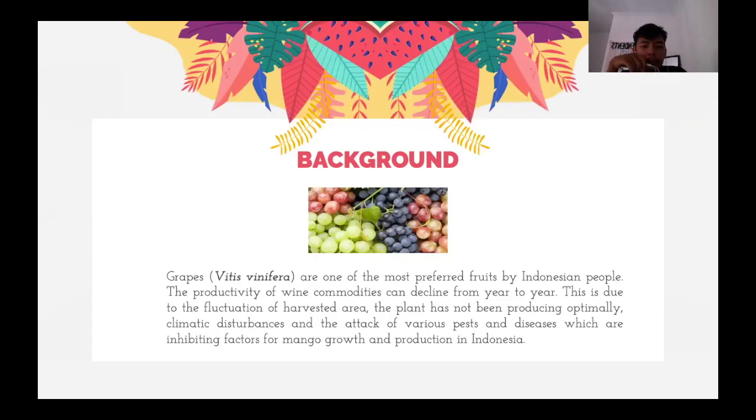Grapes are one of the most preferred fruits by Indonesian people. The productivity of grape commodities can decline from year to year. This is due to the fluctuation of harvested area, the plant not producing optimally, climatic disturbance, and the attack of various pests and diseases, which are inhibiting factors for grape growth and production in Indonesia.